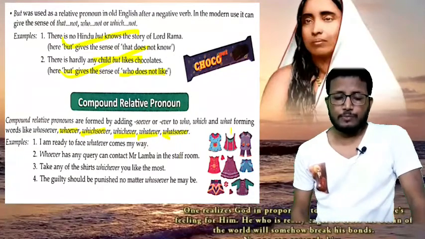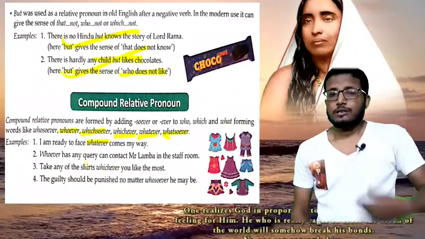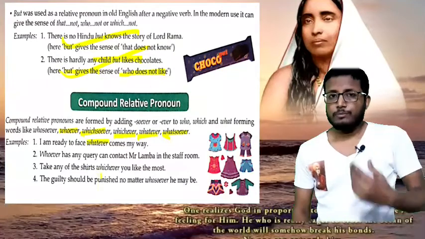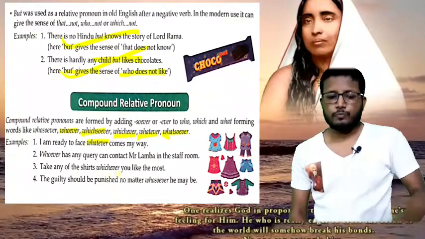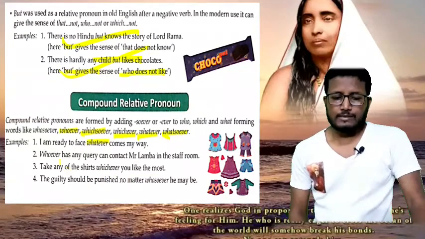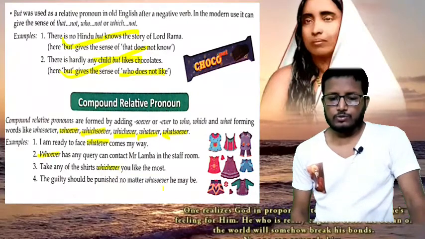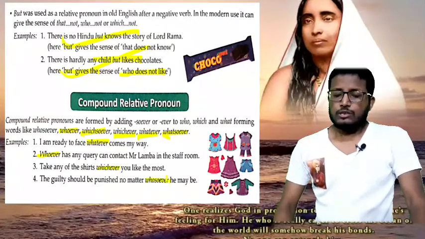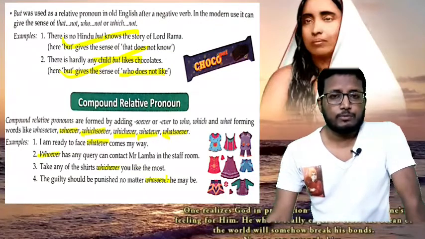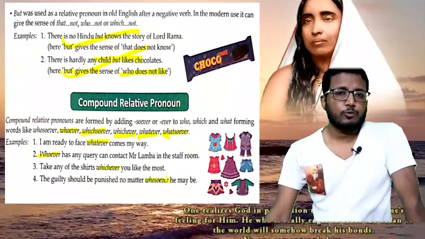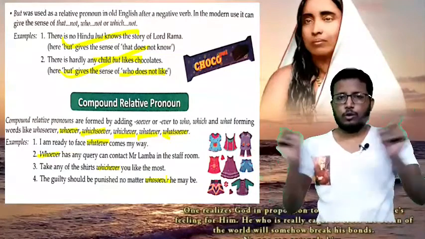Let's have an example. I am ready to face whatever comes. So you can see the use of whatever in the middle of the sentence, and it is an example of a compound relative pronoun. Whoever as subject in the third sentence, whichever, and whosoever. So in these four examples you have seen the use of compound relative pronouns. Let me repeat one more time. For compound relative pronoun, the answer is in the word compound, that means it's a combination.